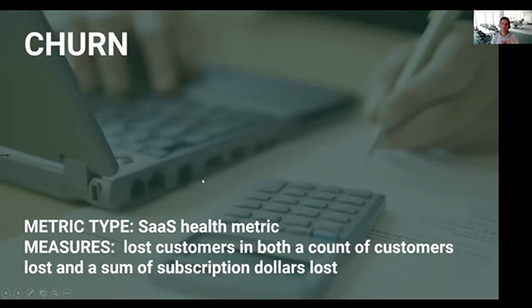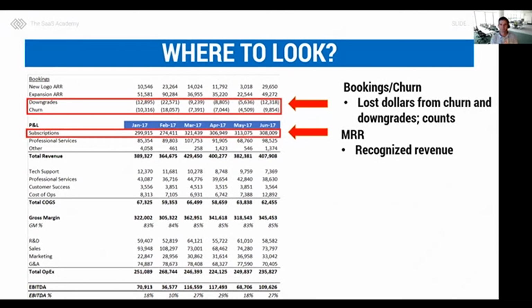So churn, obviously a big one. I look at downgrades and churn for this.